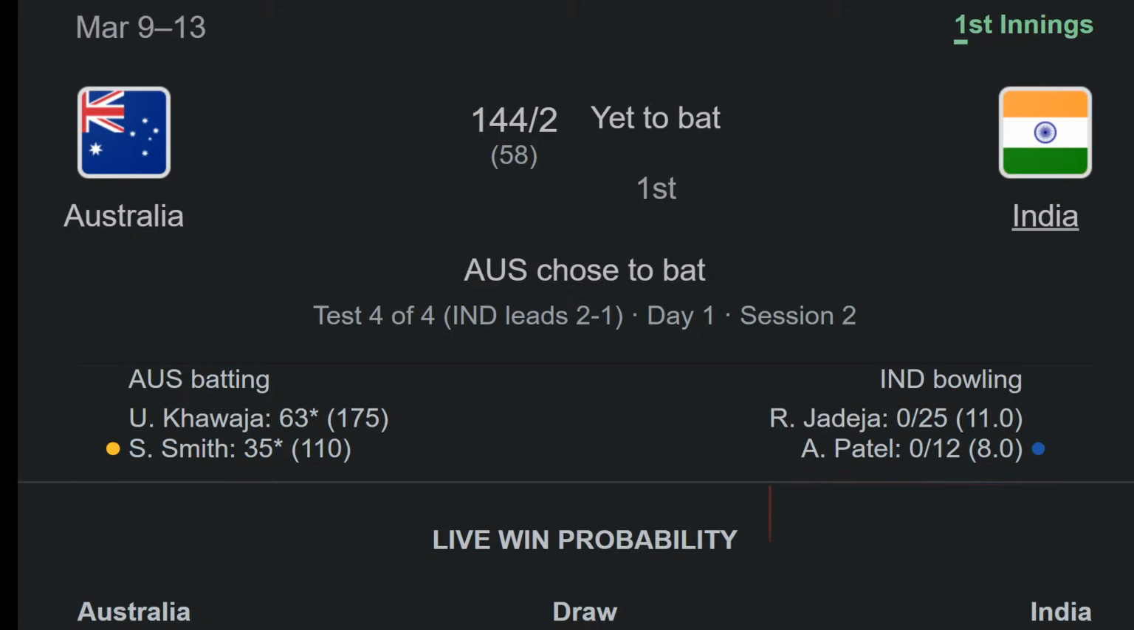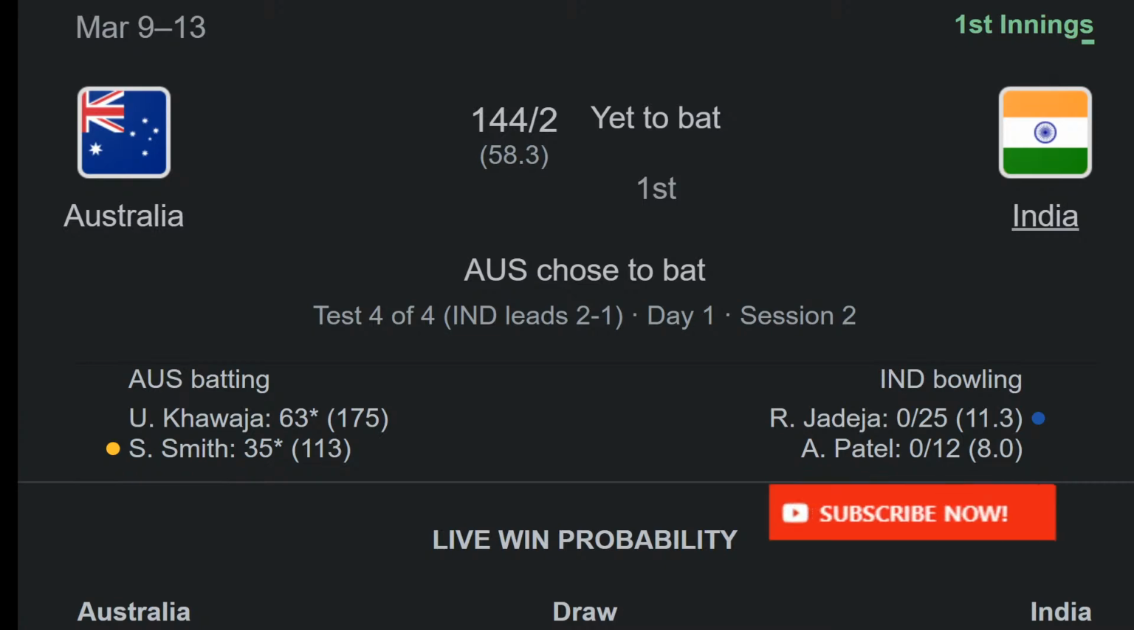Here comes Jadeja to Smith. Going forward defensive. Here comes Jadeja to Smith. Directly to the fielder at cover. No run added to the total of 144 for the loss of 2 wickets. Current run rate is 2.45. Australia 144 for the loss of 2 wickets.